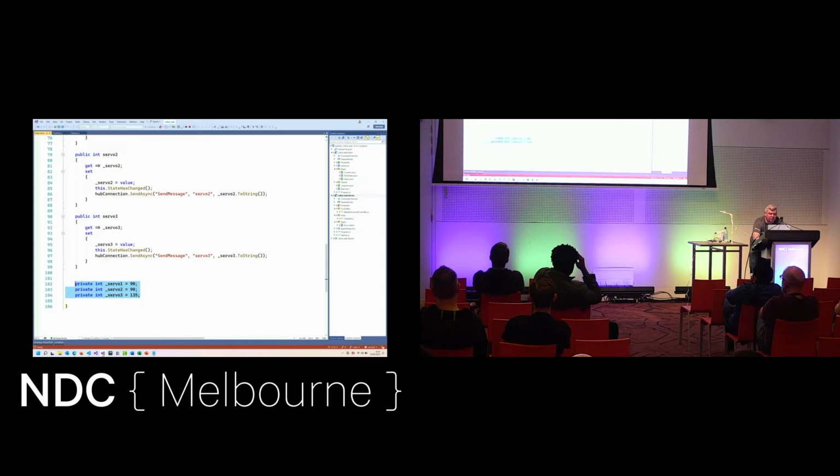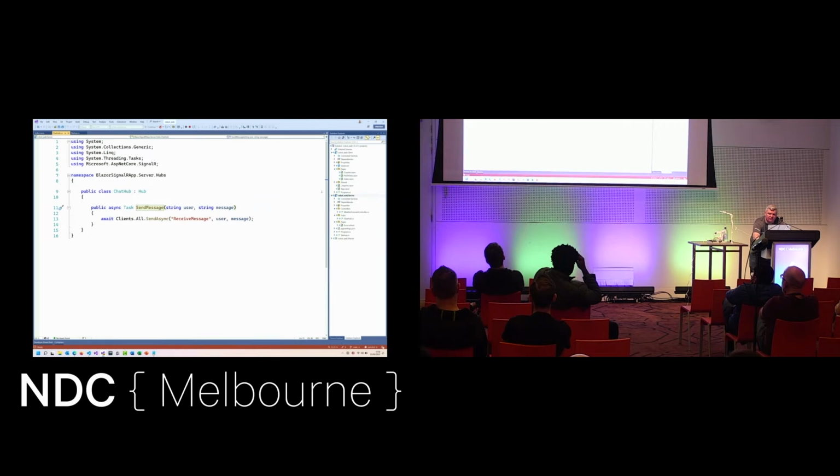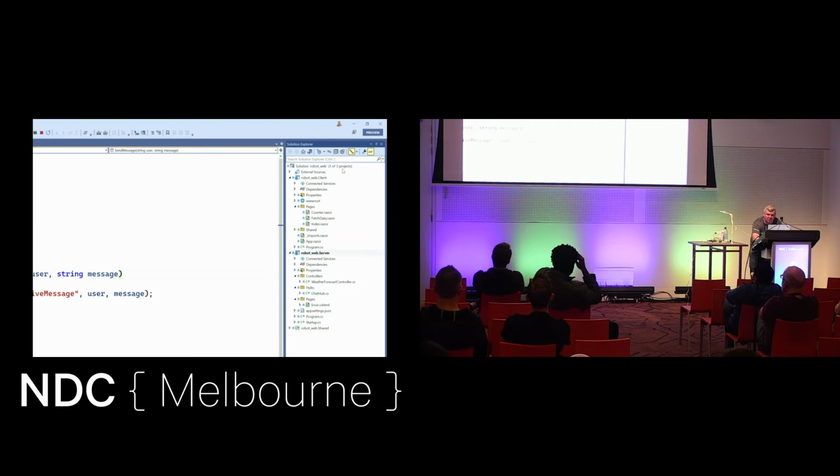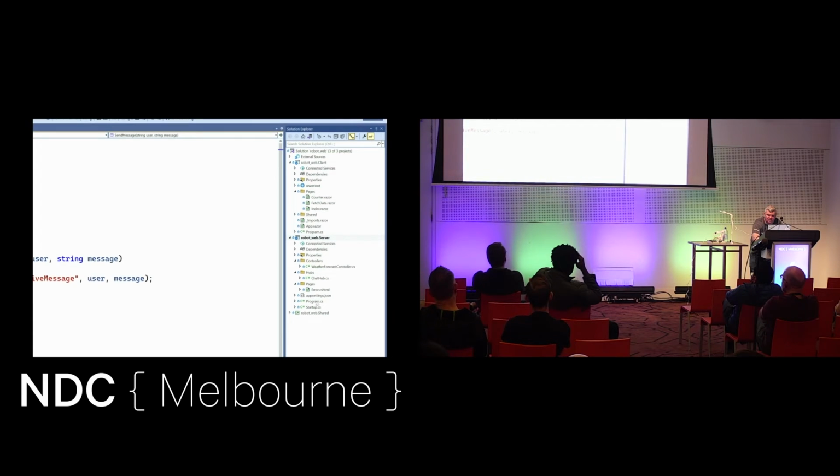And then we just default to some random angles. The chat hub, this is all just by convention. So this is on the server side. If I zoom in a little bit, we can see we've got a client and a server, and then a shared, and that's for any shared business logic that you're going to need to use, but I've not got any of that.